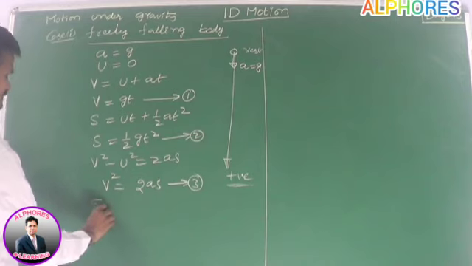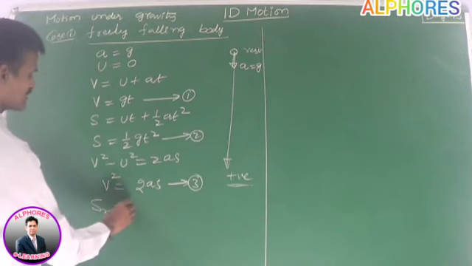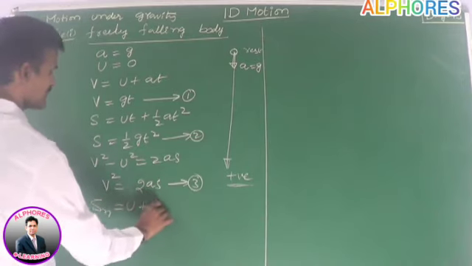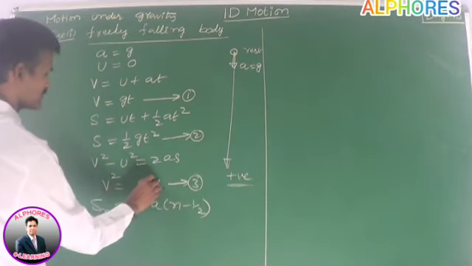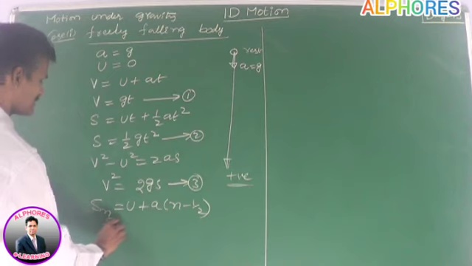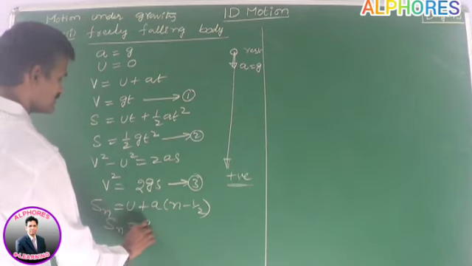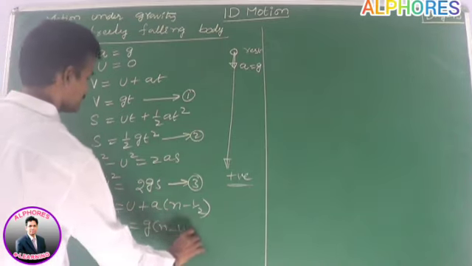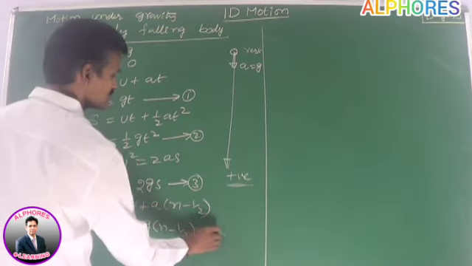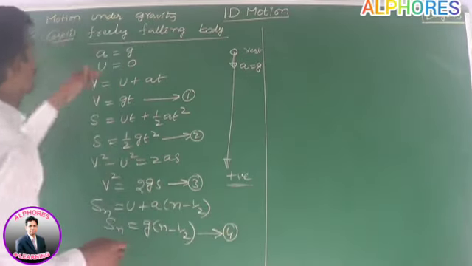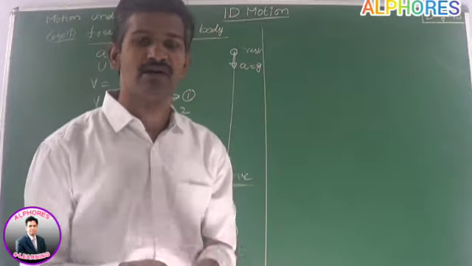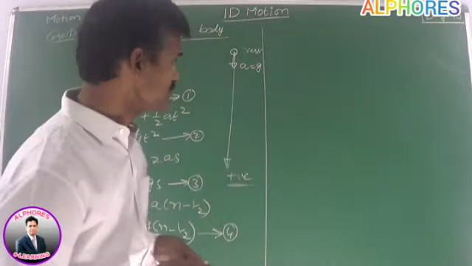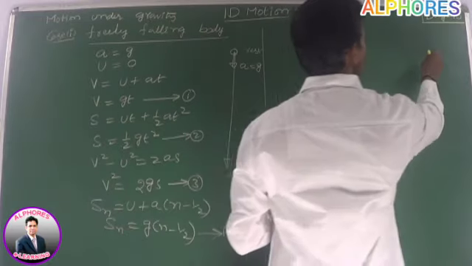Or Sn, the distance in the nth second, is changed: Sn equal to u plus a into n minus half, here a is g. So our Sn is changed as g into n minus half. These are the four equations used in case of a body falling freely from a tower or from some height. So at present I am using these equations.